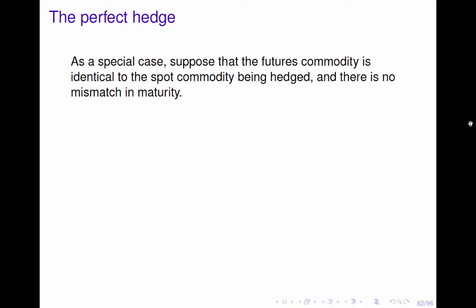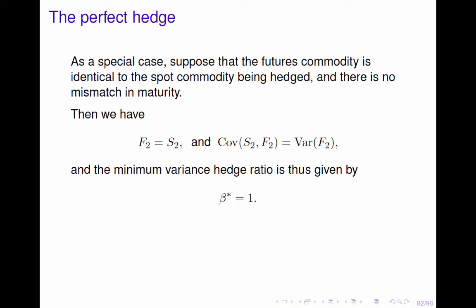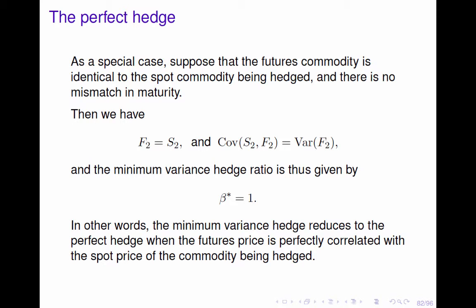As a special case, suppose that the underlying asset of the futures used for hedging is identical to the asset in obligation, and there's no mismatch in maturity. Then we have F2 equals S2, and hence the covariance between S2 and F2 equals the variance of F2. And therefore, the minimum variance hedge ratio beta star is equal to 1. In other words, the minimum variance hedge reduces to the perfect hedge when the futures price is perfectly correlated with the spot price of the commodity being hedged.